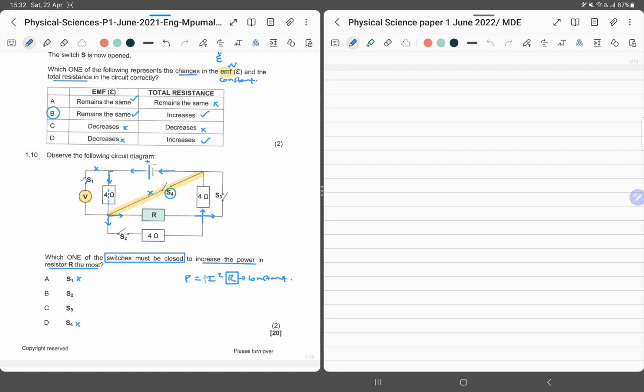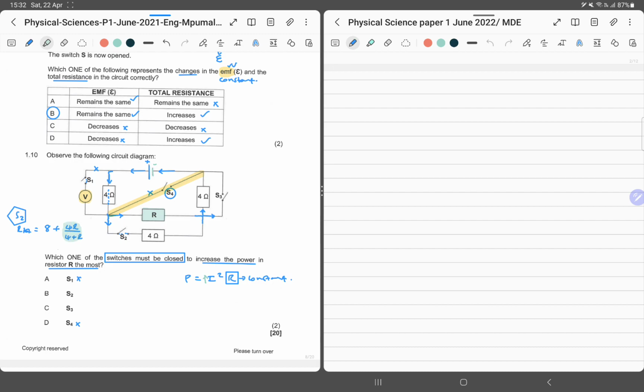If we close this one, we will have a parallel connection here, right? So this parallel connection is in series with those two. So basically, when we close S2, what would be the resultant resistance in the circuit? We know that R total is going to be this one and that one because they're in series. So it's going to be 8 plus, now these ones in parallel is always product over sum, so it's going to be 4R over 4 plus R.